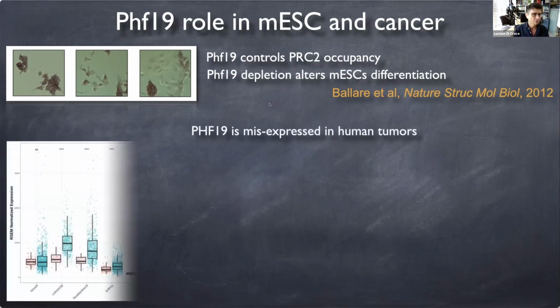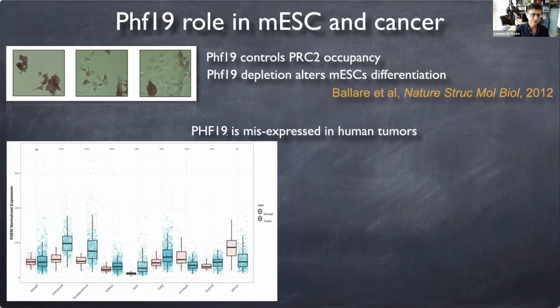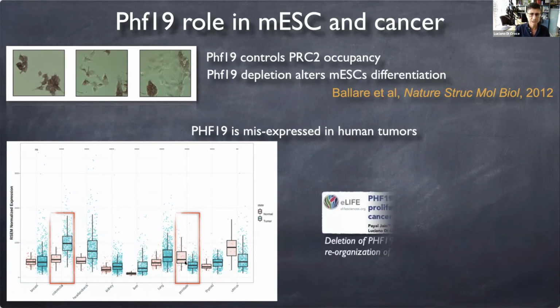But more recently, what we found is that if we look in the database for this protein, PHF19, in cancer patients, it can be either upregulated, like in the case of colorectal cancer, or downregulated, as you can see here, in patients with prostate cancer. And particularly, we put a bit more effort into characterizing the downregulation of PHF19 in a prostate cancer model system.